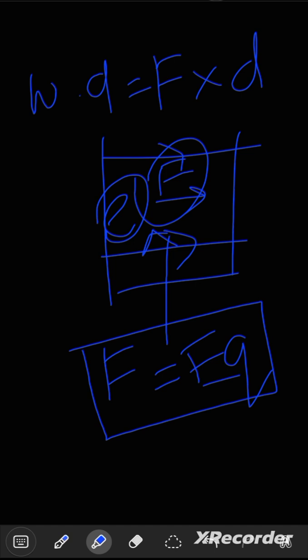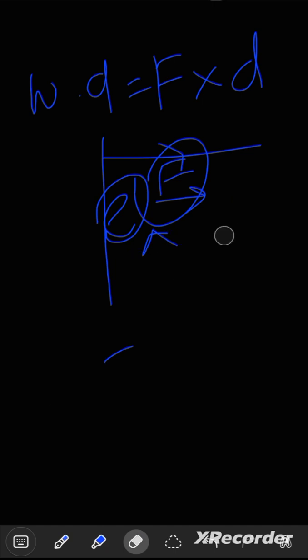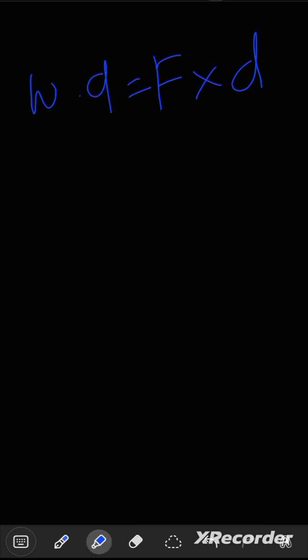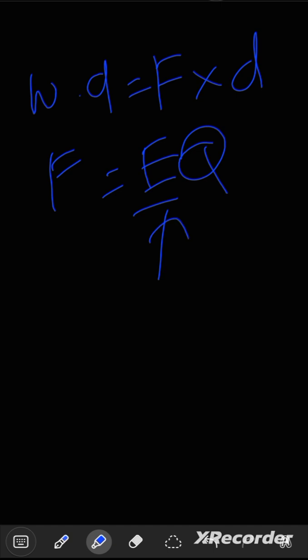Okay, now let me show you something. So we have F equals E Q. Let me draw it as a capital Q. Now, when it comes to electric field intensity, we can write it out as this part over here. We can write it as E equals V over D, right? E equals V over D.